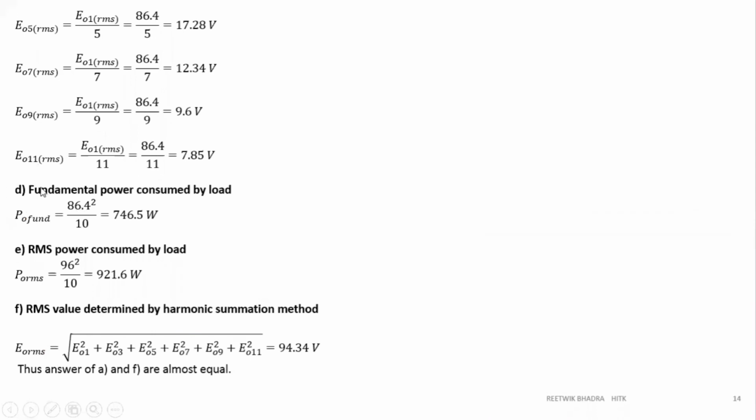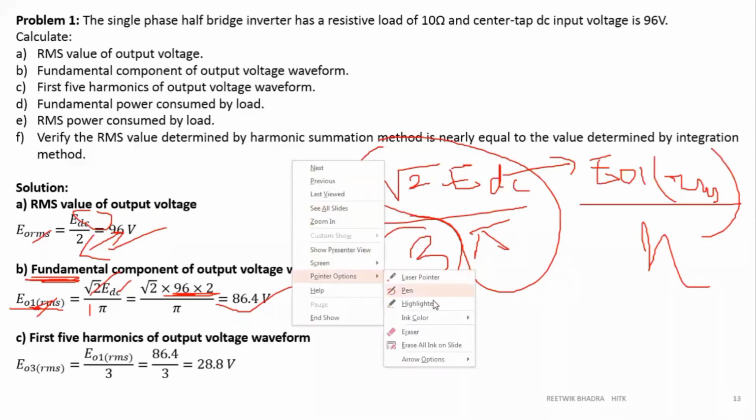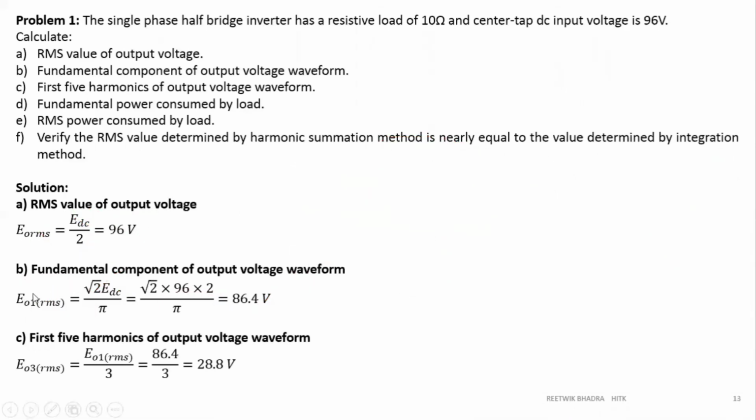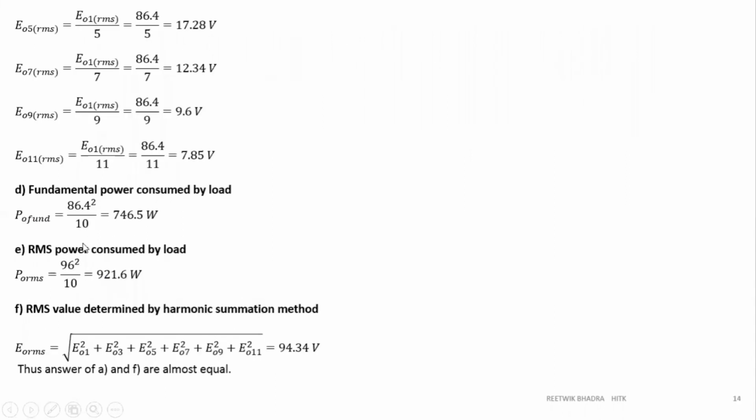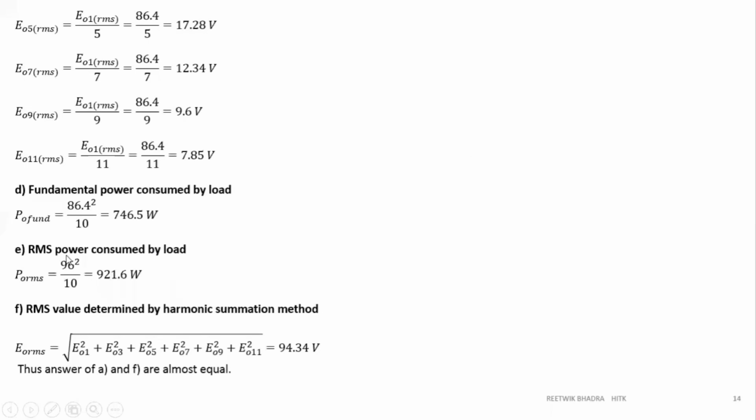Okay. Next, what is told? Fundamental power consumed. What is fundamental power consumed? It means the fundamental voltage. What is my fundamental RMS voltage? 86.4 volt. So 86.4 square by R. RMS power we always find out, so RMS voltage V square by R, so V01 RMS square by R. Now the RMS power consumed. What is my RMS power? The RMS value is 96. So 96 square by 10 is 921 watt.